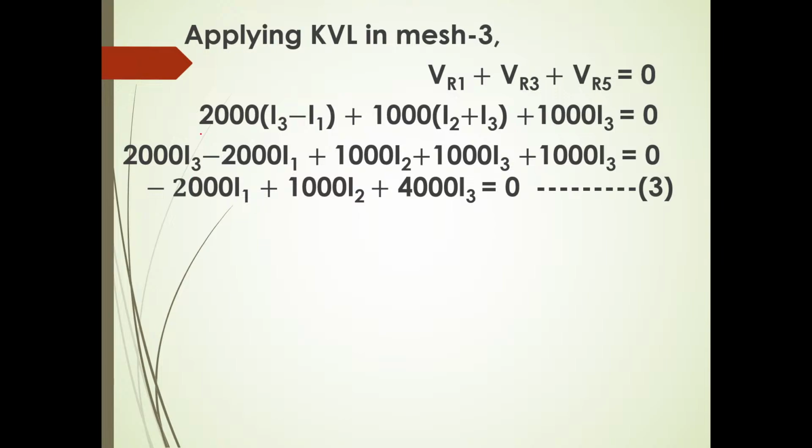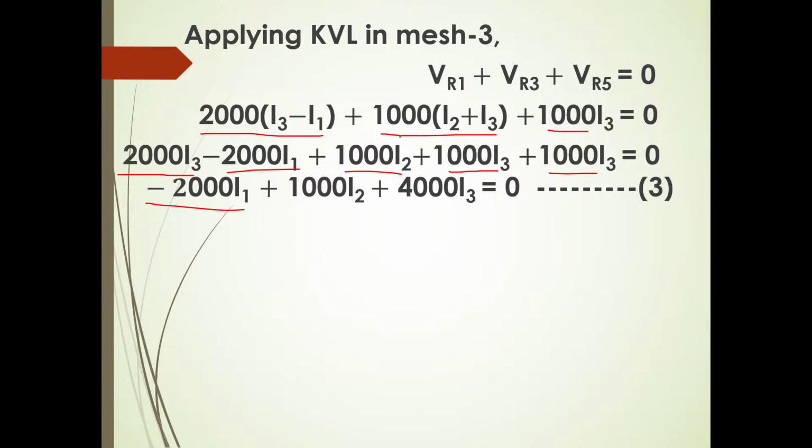Now, we have written this equation. So 2000 (I3 minus I1), you just expand it: 2000 I3 minus 2000 I1. Then 1000 (I2 plus I3), you just expand it: 1000 I2 plus 1000 I3 plus 1000 I3.